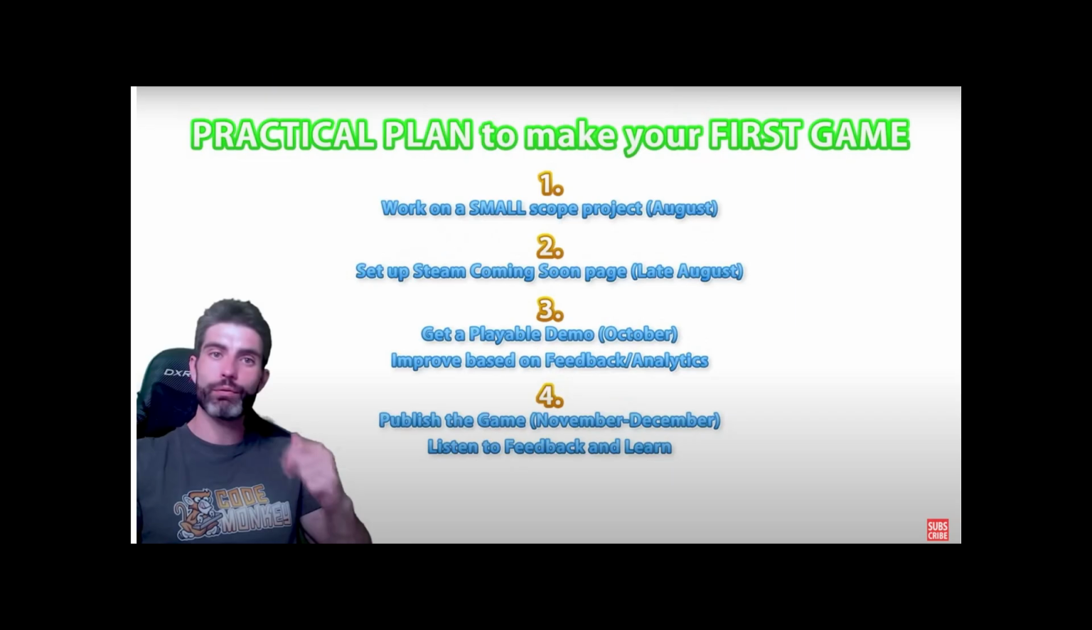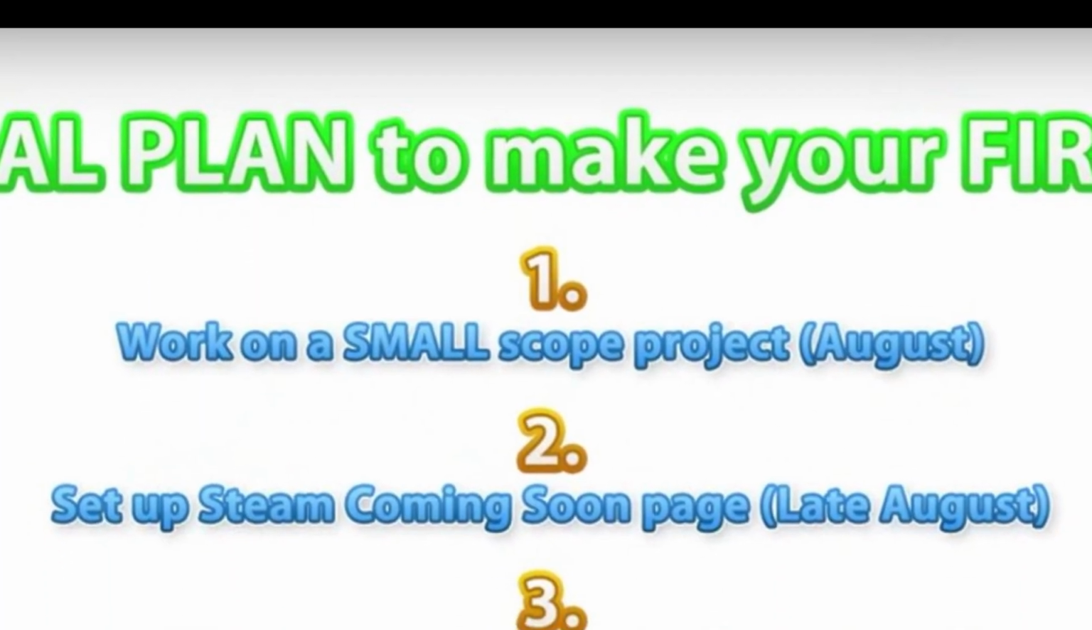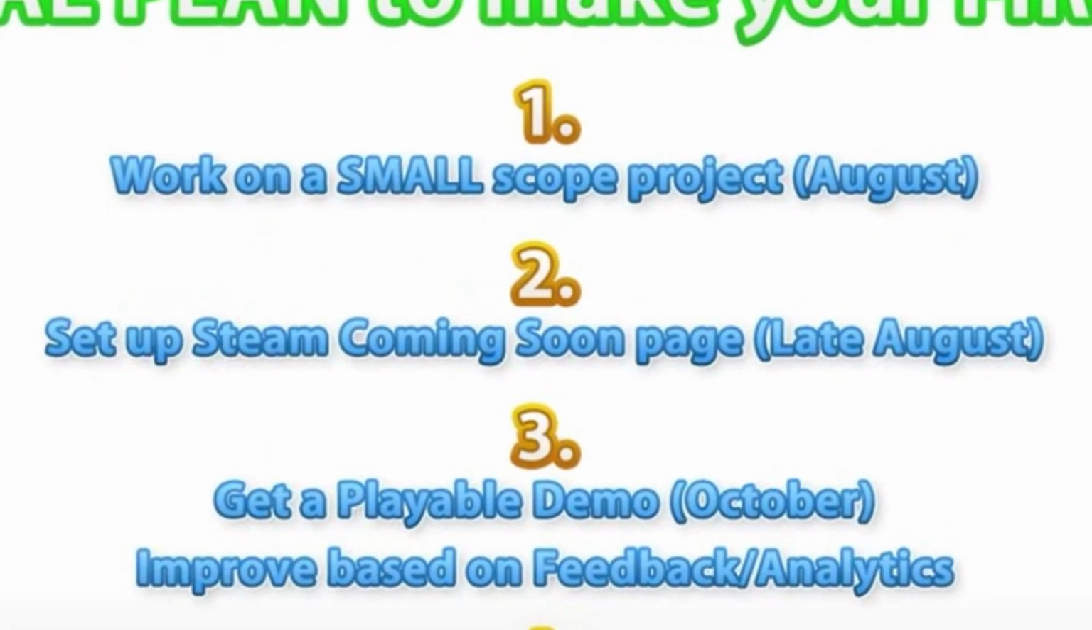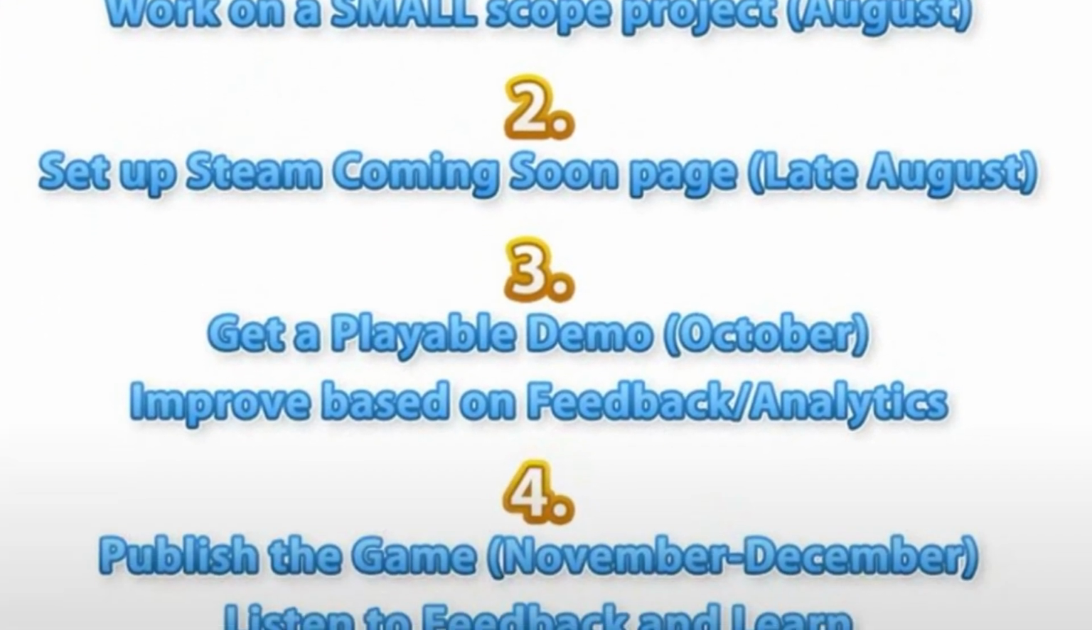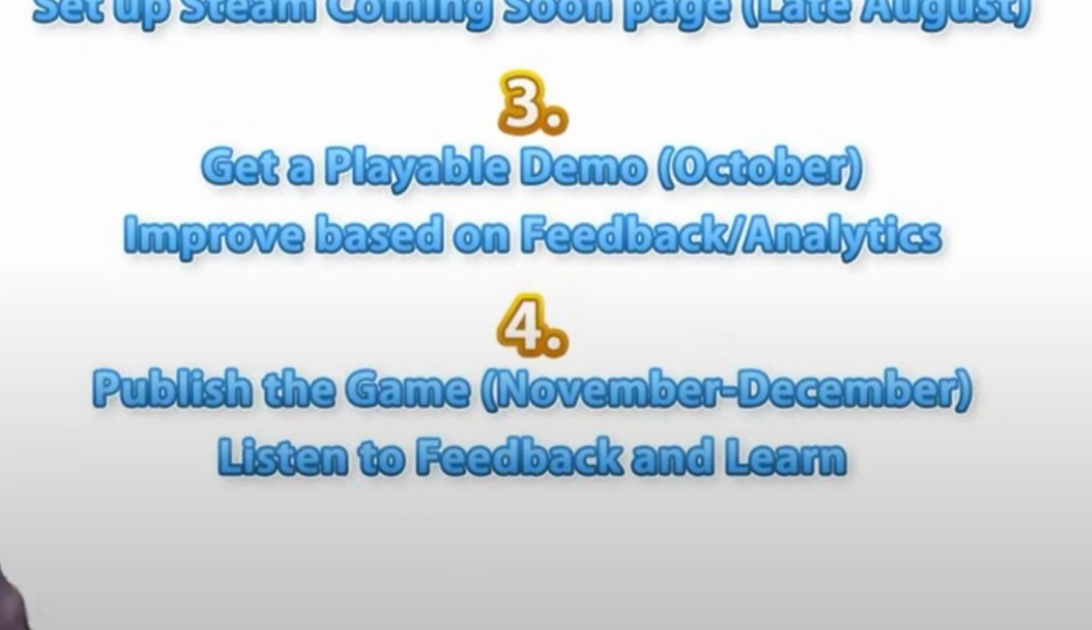Last summer, CodeMonkey gave steps for publishing your first game on Steam. Basically, create a prototype and Steam page in August. Make a playable demo by SteamFest in October. Work on publishing your game in November and December.